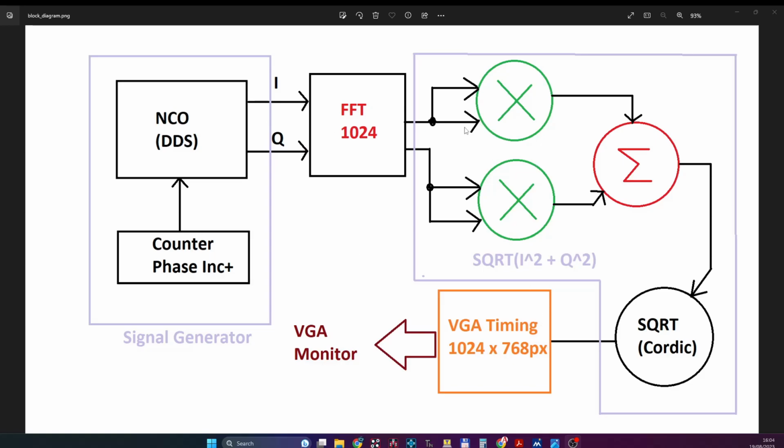So those calculated blocks of FFT are requested by the VGA core. Anyway, let's go straight to the demo.